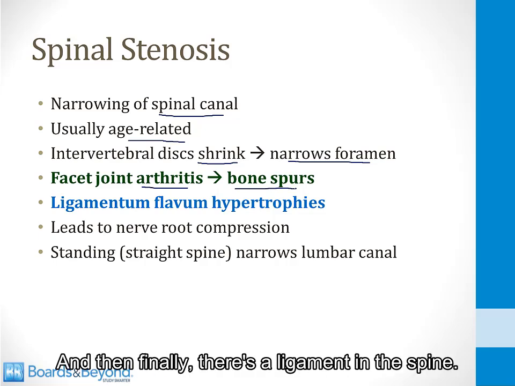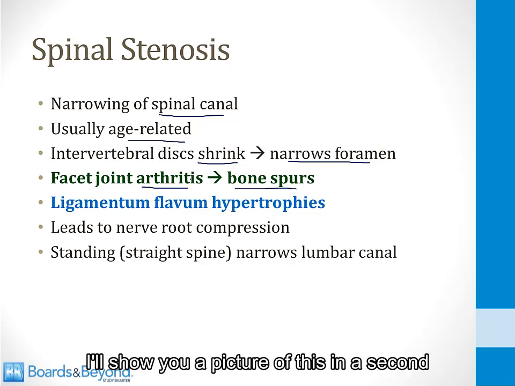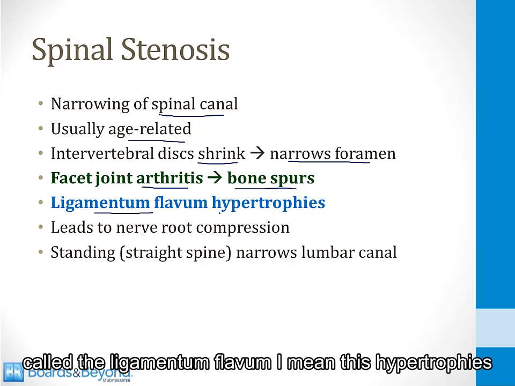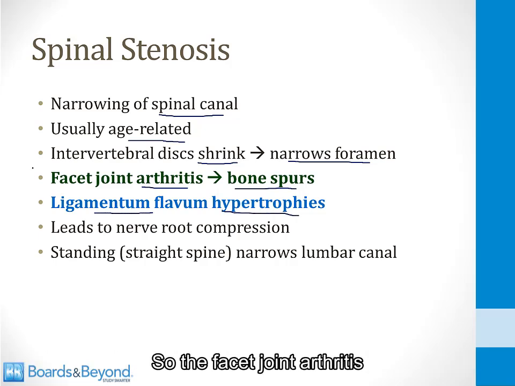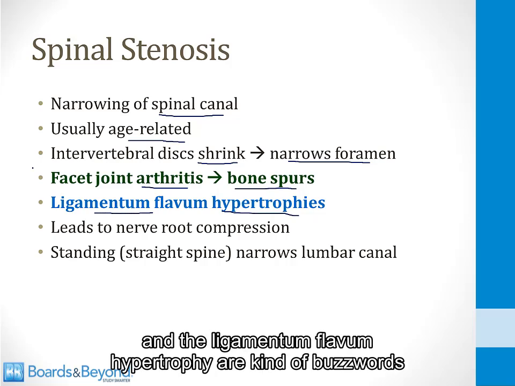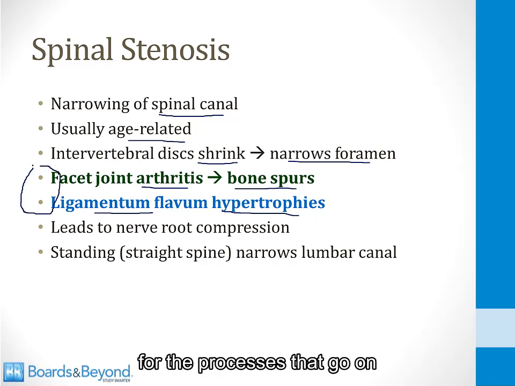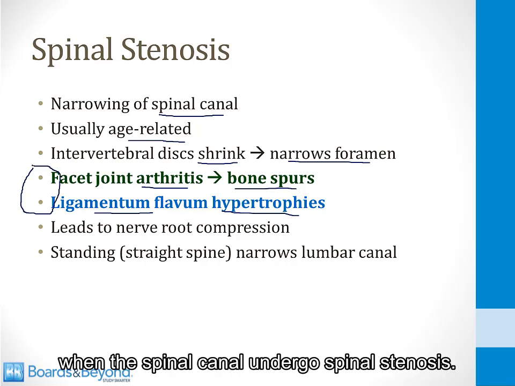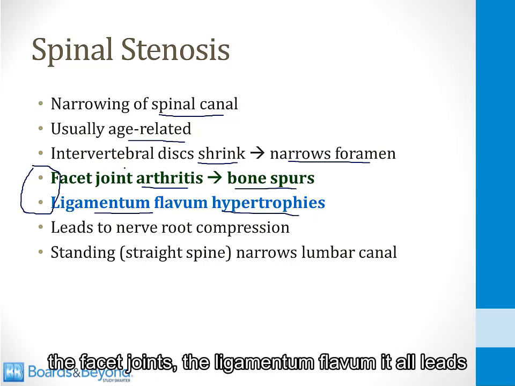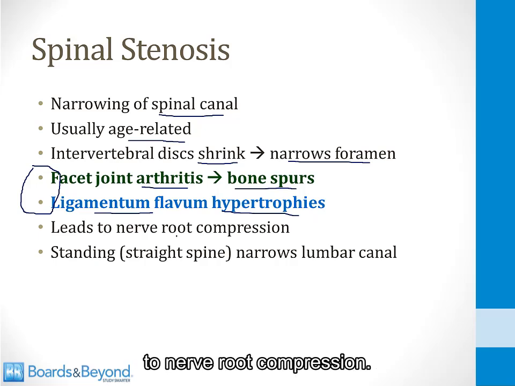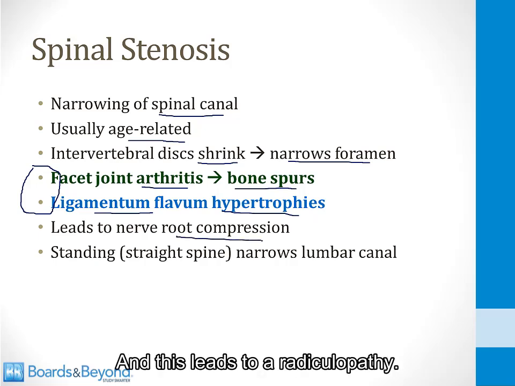And then finally, there's a ligament in the spine, I'll show you a picture of this in a second, called the ligamentum flavum, and this hypertrophies because of the extra strain on this ligament. So the facet joint arthritis and the ligamentum flavum hypertrophy are kind of buzzwords for the processes that go on when the spinal canal undergoes spinal stenosis. So all of these things, the shrinking of the disc, the facet joints, the ligamentum flavum, it all leads to nerve root compression, and this leads to a radiculopathy.